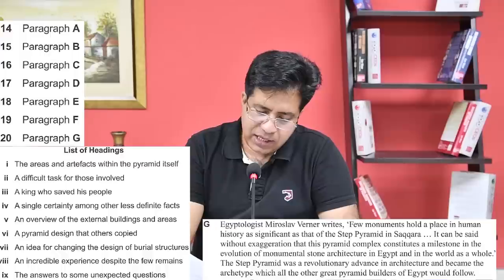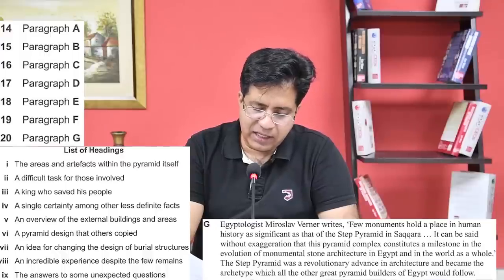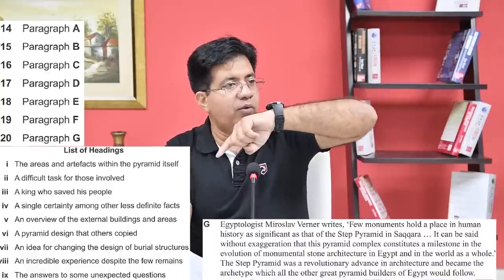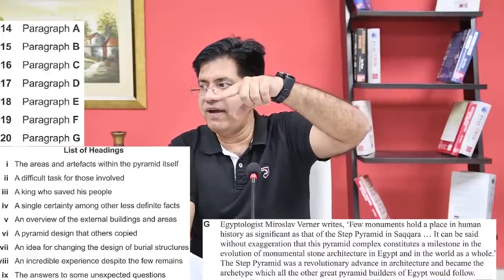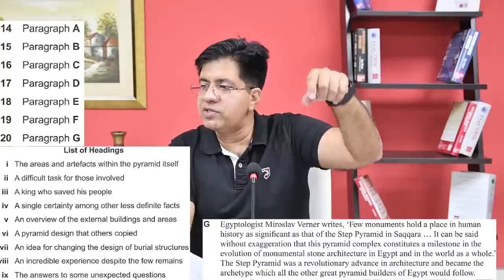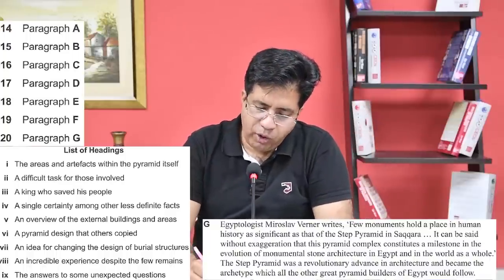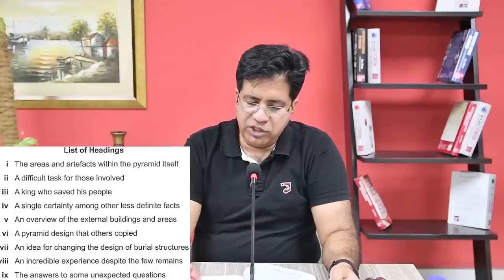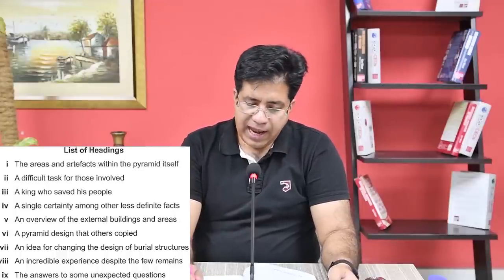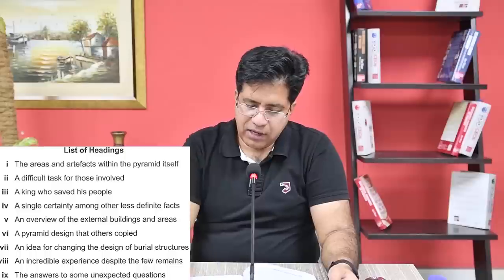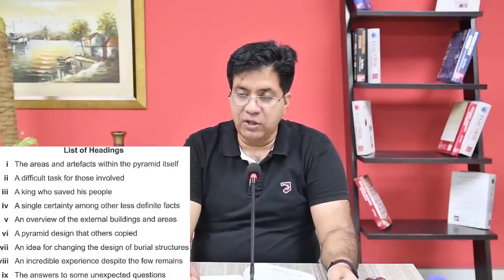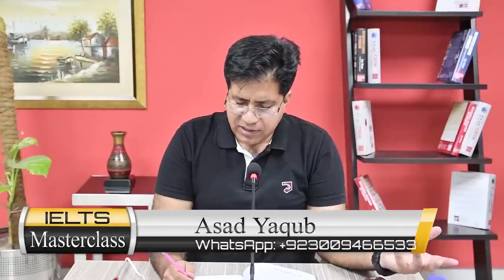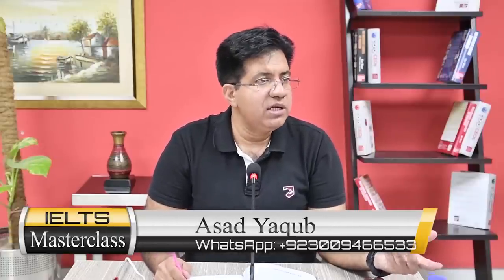Heading number 6, a pyramid design that others copied. For others copied, others would follow. Right? If someone follows your fashion, your dressing, that means the person is copying you. Okay, now heading number 6 will go here. Which headings we did not use? Heading number 3 and heading number 9. Now heading number 3 is a king who saved his people. No mention. And heading number 9, the answer to some unexpected questions, they didn't mention that.